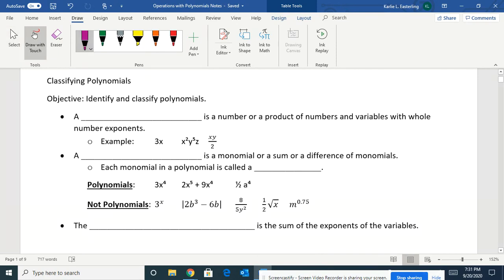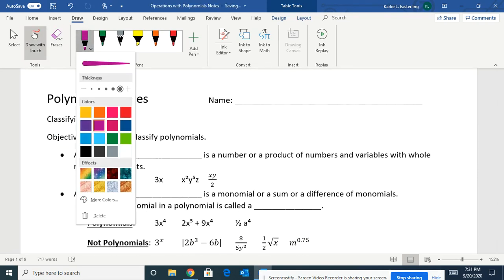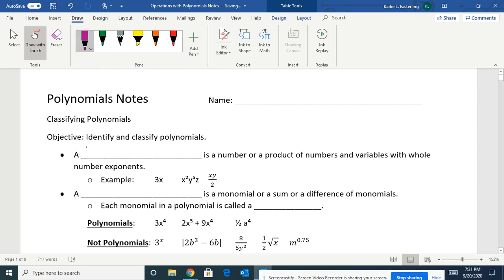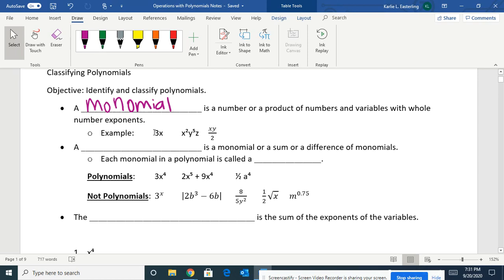So a monomial is a number or a product of numbers and variables with whole number exponents. And we have a few examples listed down here. So we're talking about 3x, x squared, y to the fifth z, and also x times y divided by 2. So they're whole number exponents. So, for example, this x has a 1, 2, 5, all of those.